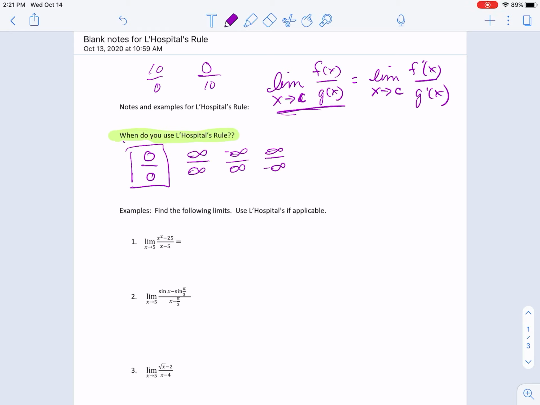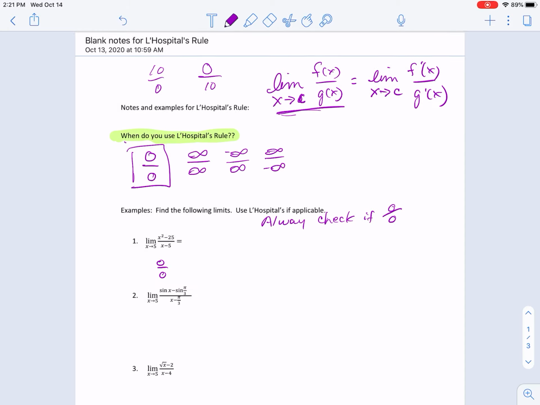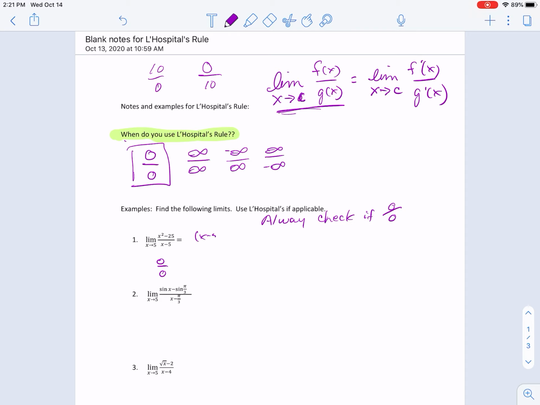For example, this one. The first thing you always do, always check if it's 0 over 0, always. Okay, so I plug in 5 and I get 0 over 0. Before L'Hopital's rule, we would have factored it as x minus 5, x plus 5 over x minus 5. They cross out, you plug in your 5, and you get 10.